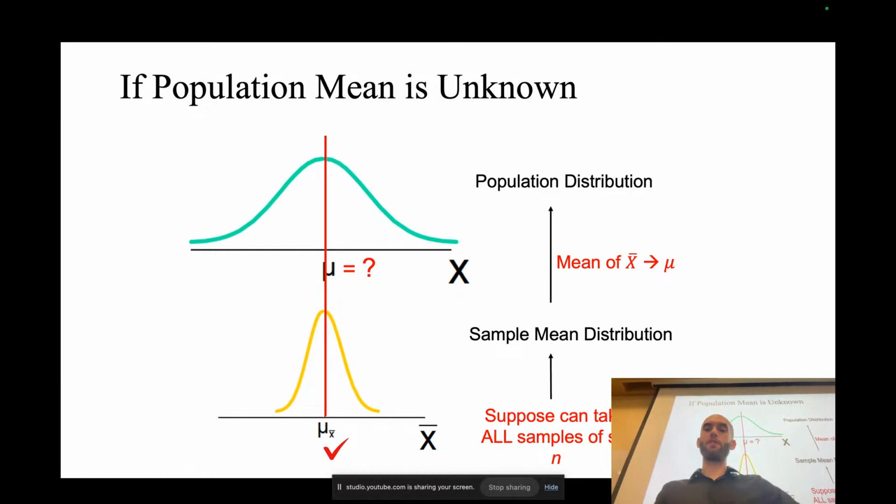And so what we're trying to do is go from the mean of X bar, the sample, to the population mean. The mean of the sample mean is the mean. This is just from taking means of things.